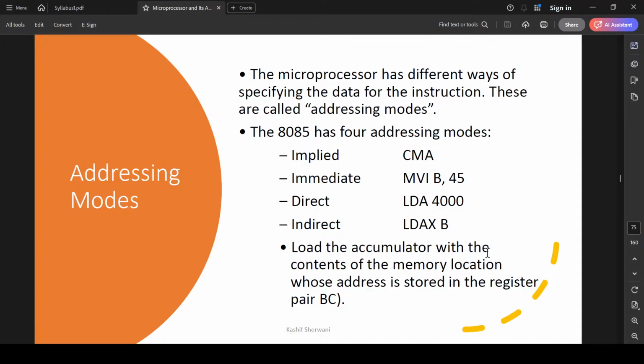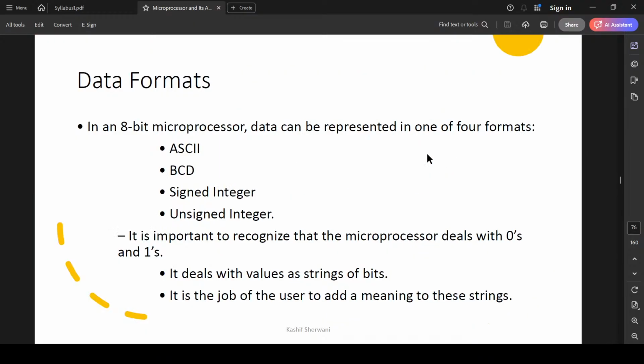Load the accumulator with the contents of the memory location whose address is stored in register pair BC. So it is coming from BC to the accumulator. Memory location 4000 to accumulator. 45 is the number in register B. Nothing, just the accumulator.